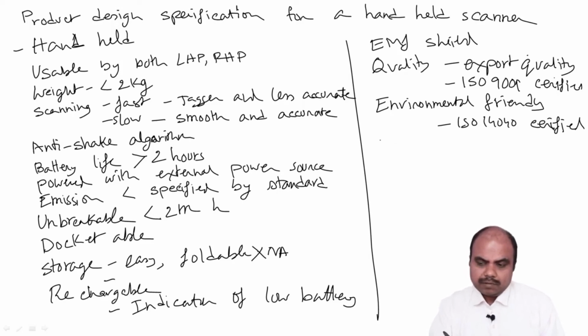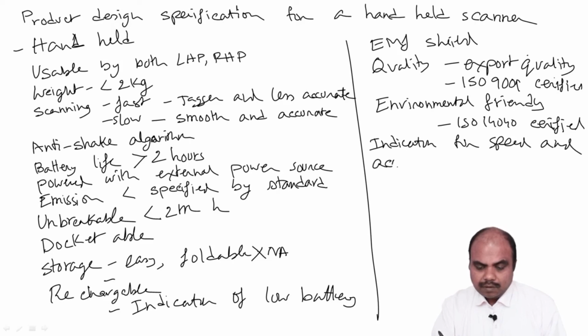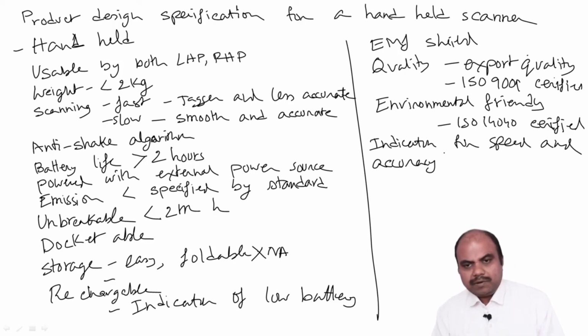Then it should also have an indicator for speed and accuracy. Whoever has used this scanner before may sometimes have felt that if you move the scanner very fast, it will not scan, and sometimes we will not know that the scanning speed is too high for the user. So there should be some indication of this.